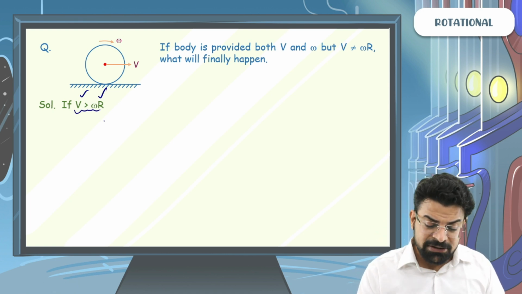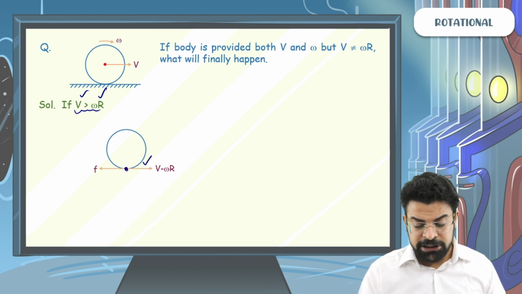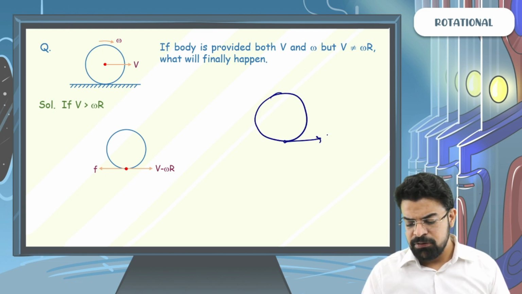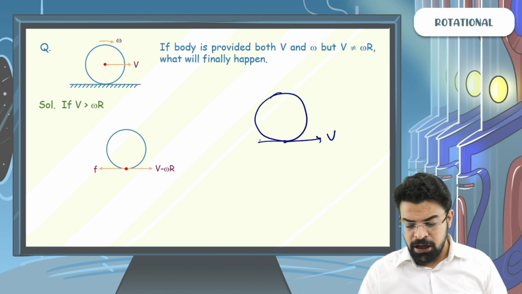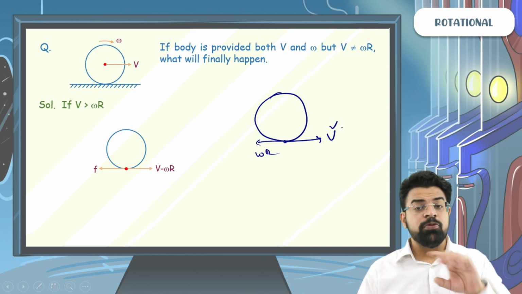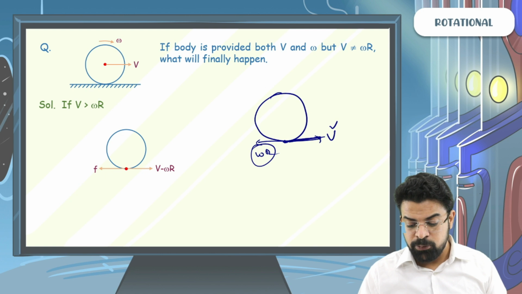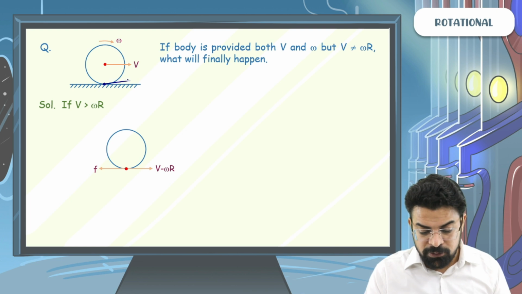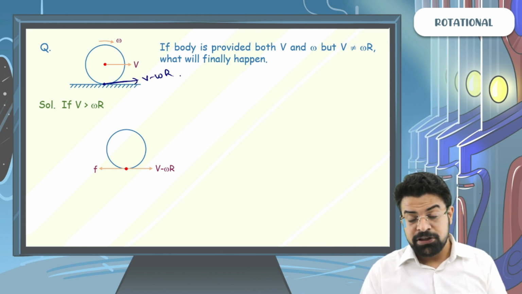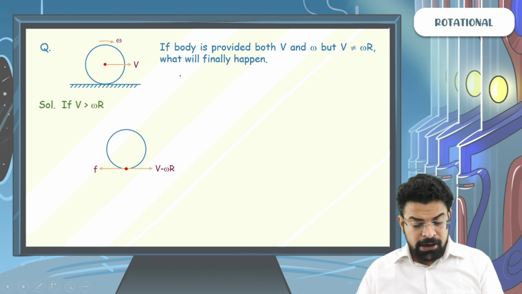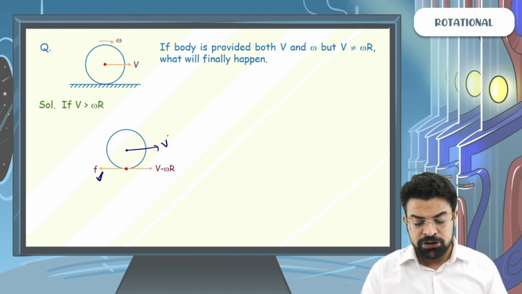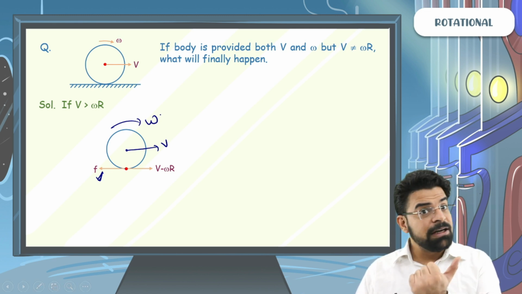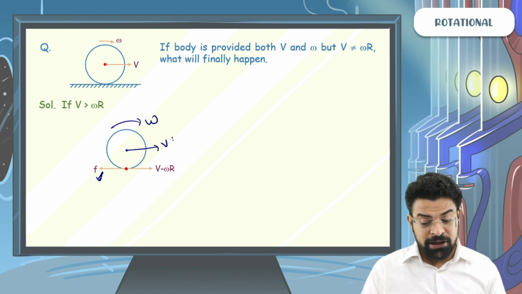So if v is greater than omega r, then the net velocity at the point of contact will be towards right. Sir, how do you know? Arey beta, simple. Because of translational, v towards right. Because of rotational, omega r backwards. Since I have assumed v to be greater than omega r, the net velocity at the point of contact will be towards right, and that will be v minus omega r. Since at the point of contact this circular body will have velocity towards right, the friction force will act backward. Now tell me, this friction force will do what to the velocity and omega? Sir, as v is more than omega r, and we have found that this friction force is such that it will try to decrease the velocity.